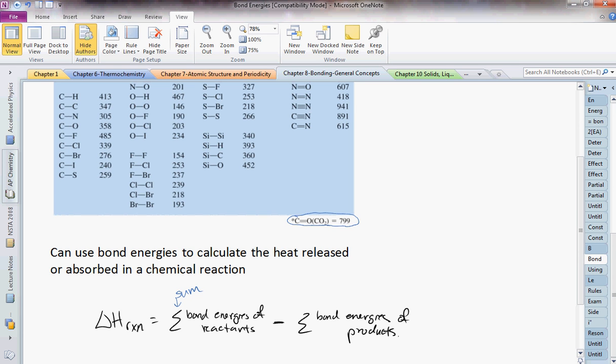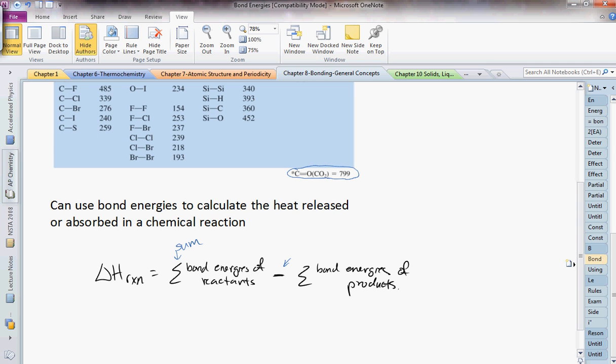So the bond energies for all of the bonds we have to break get added together, and those are going to be positive. And then we subtract from that the bond energies of all the products. When products are made, we form new bonds, and that's why we have a negative sign. This negative sign right here comes from the fact that the bond energies of products are exothermic, and therefore we give it a negative sign to denote heat leaving our system.